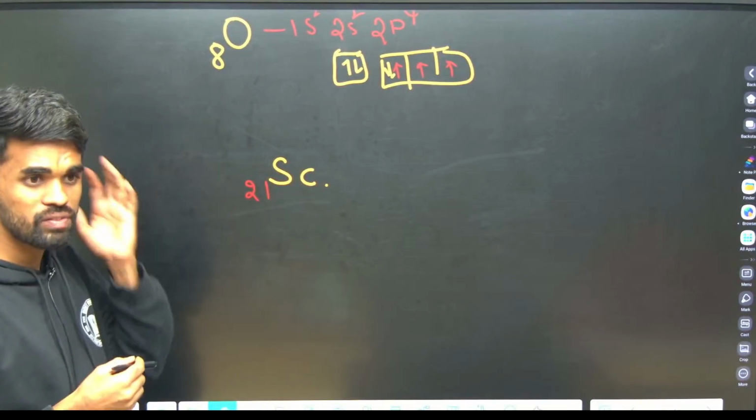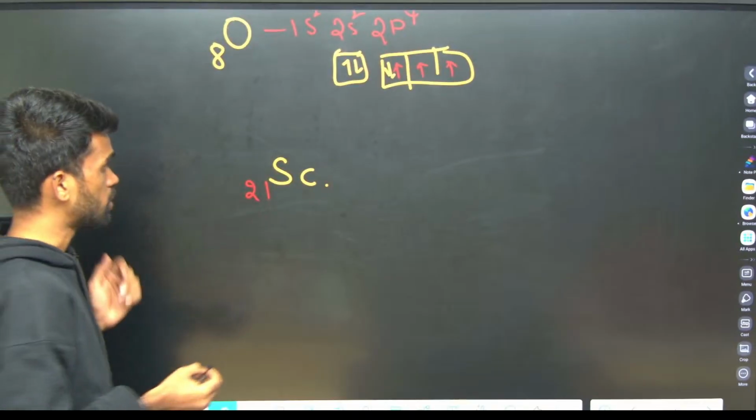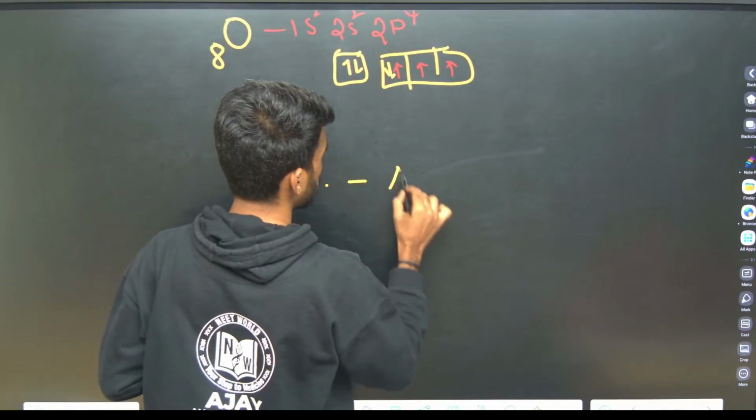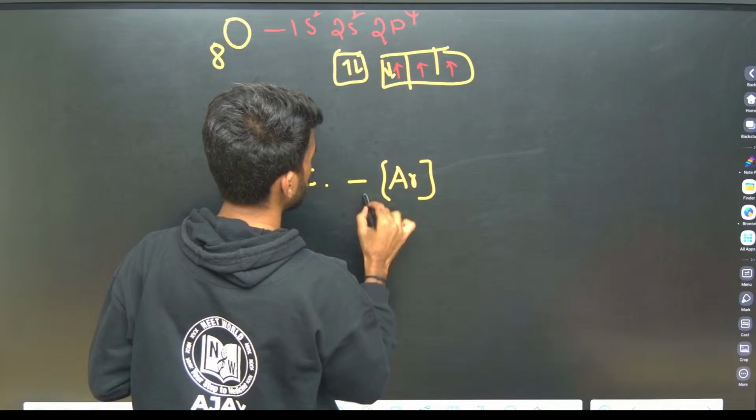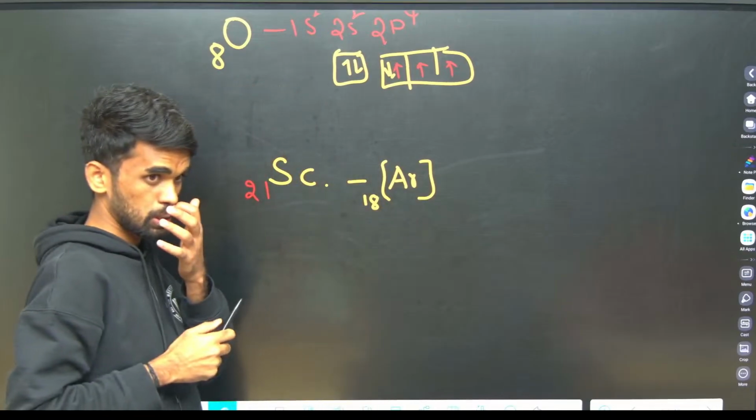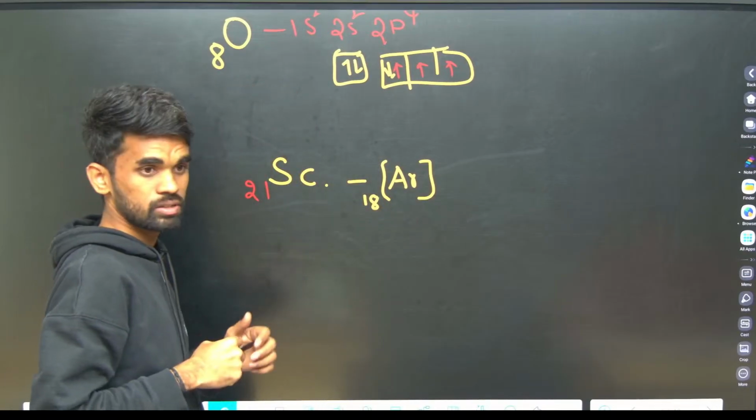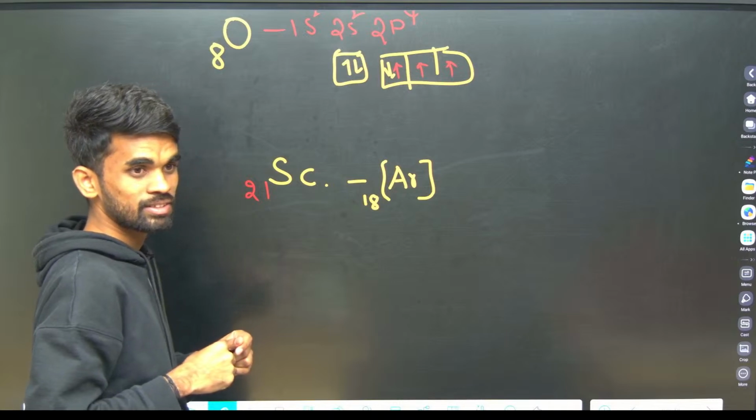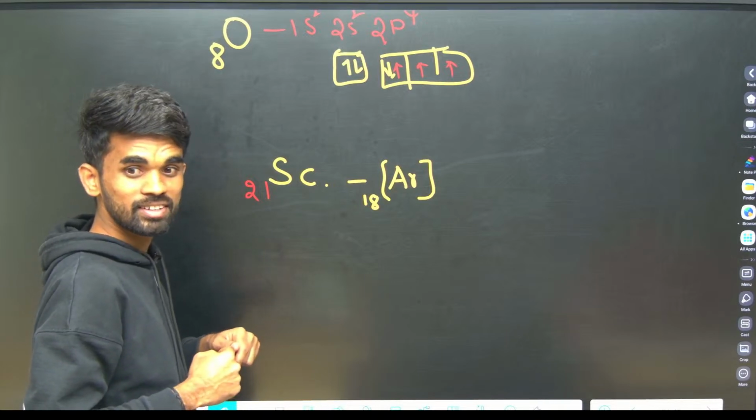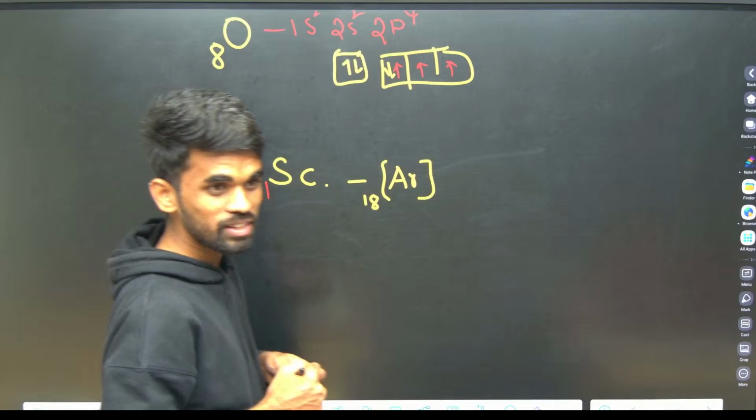So tell me, how can we write? Argon. Argon means 18. Okay. 18 over. Next. After that?